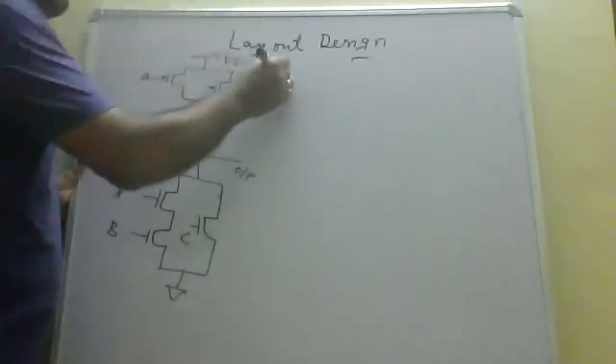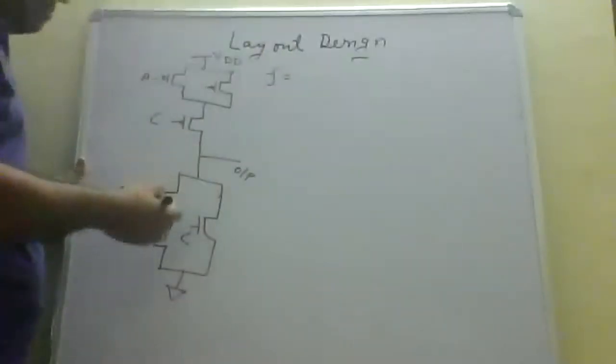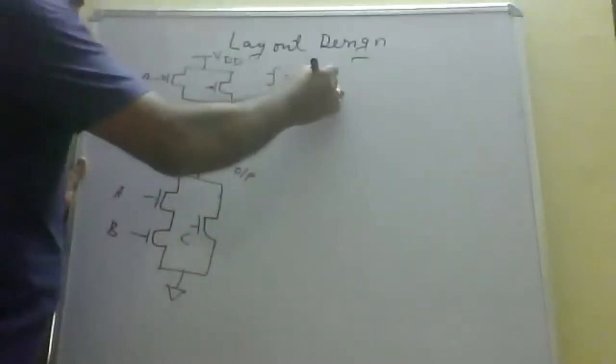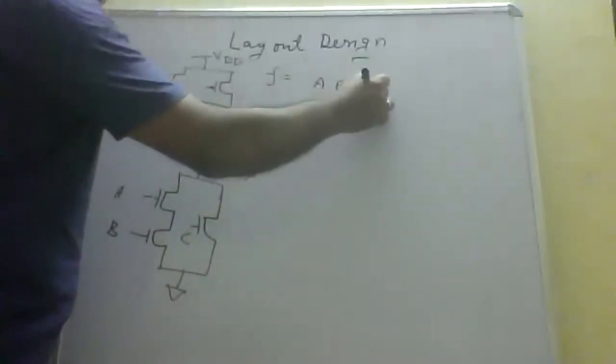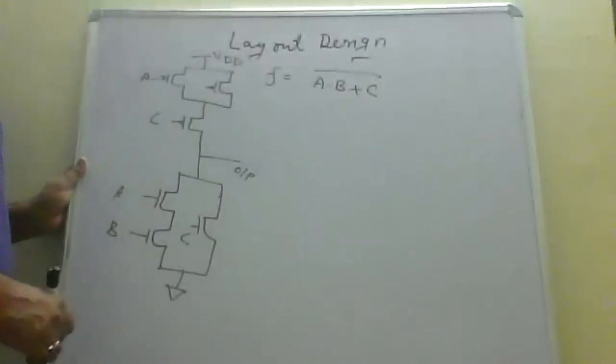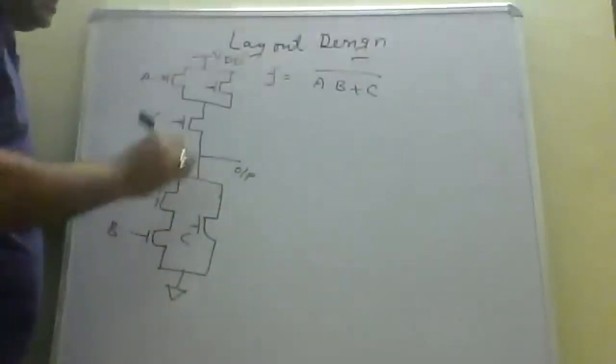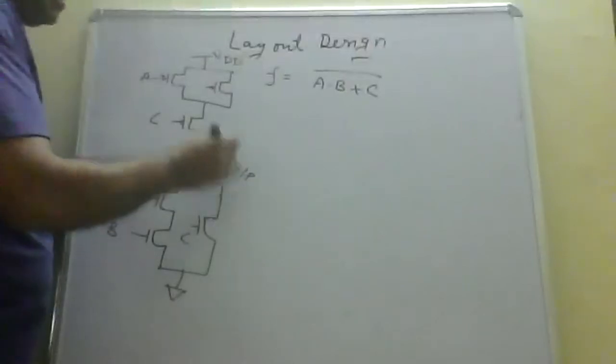But now what is the function? The function is made from the NMOS. So A into B plus C, whole bar. The bar will always be there. So this is the function, right? A dot B plus C whole bar. This is the function, that is the output here, right?